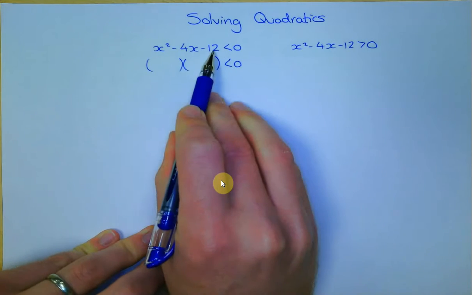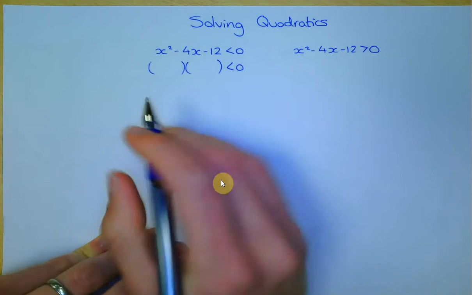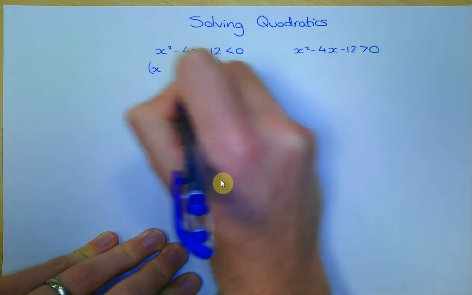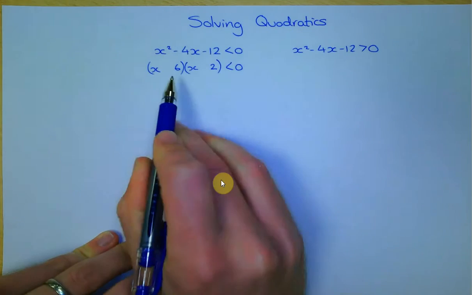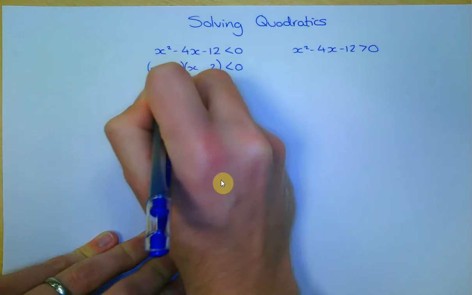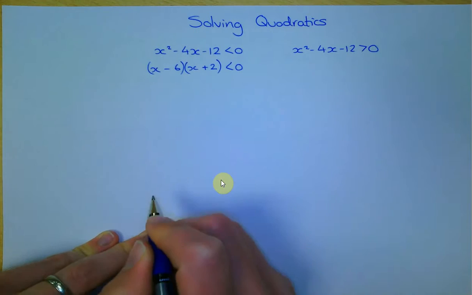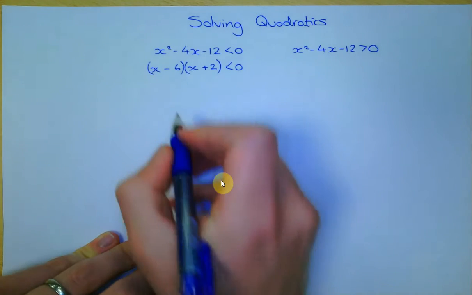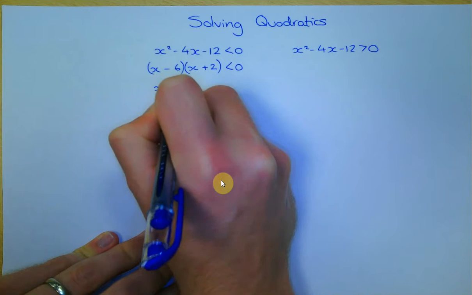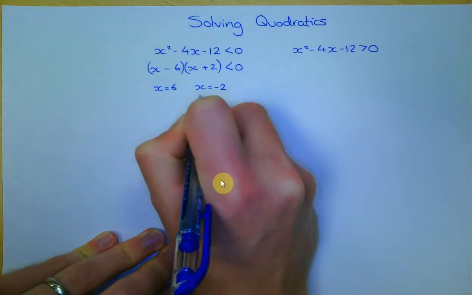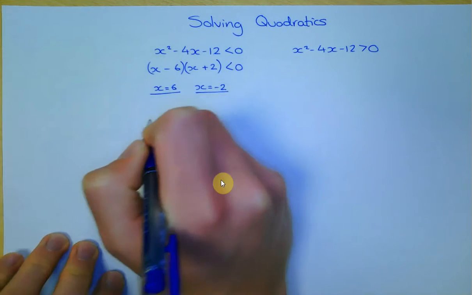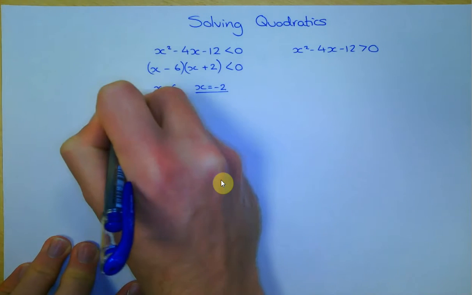Now what are the factors of 12 that we can make a 4 from? Well, it's got to be 6 and 2. So let's pop 6 and 2 in there. And how do we make a negative 4 using a 6 and a 2? Well, it has to be that way around. Okay, and normally from here you would say x is equal to 6 and x is equal to negative 2. We call these our critical values. I'm just going to write c.v.